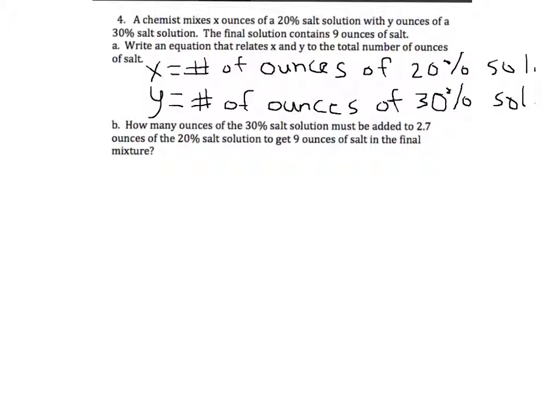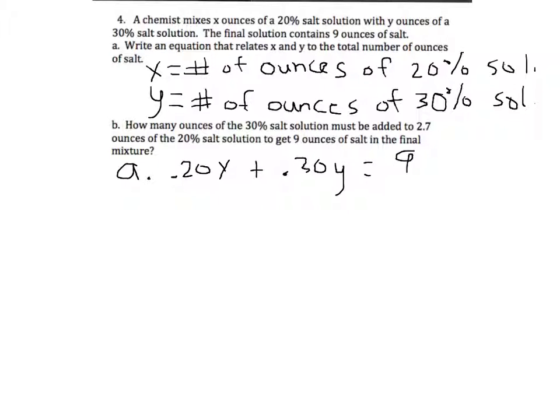So I first have students define the variables. So X equals the number of ounces of 20% solution, and Y equals the number of ounces of the 30% salt solution. So I'm going to go ahead and bring A down here and write the equation. So you would have 0.20 times X to represent the 20% salt solution, plus 0.30Y, and that should equal a total of 9 ounces of the salt solution.